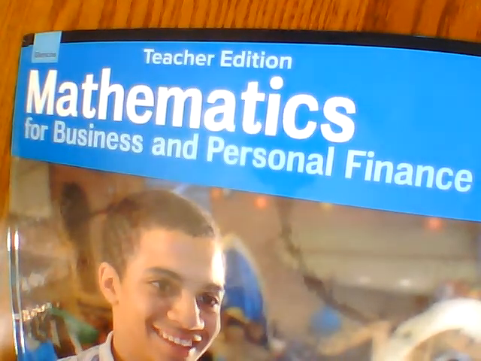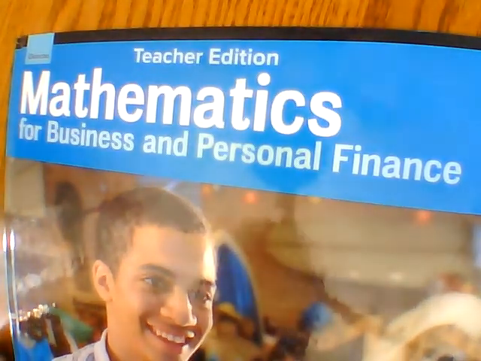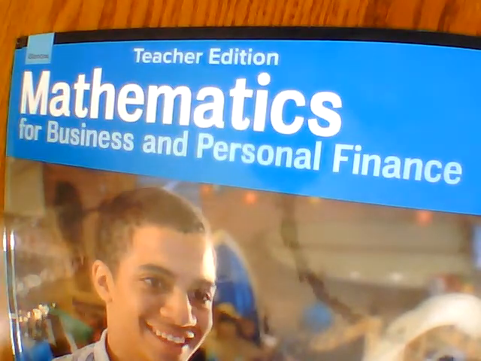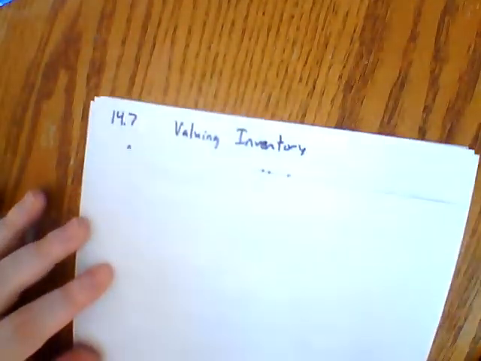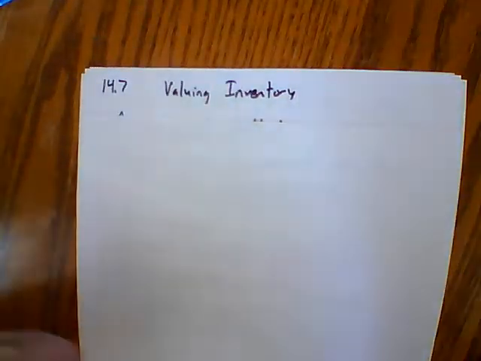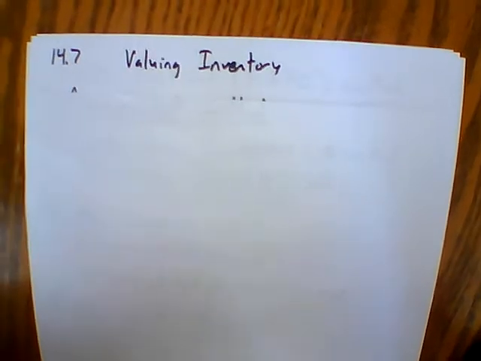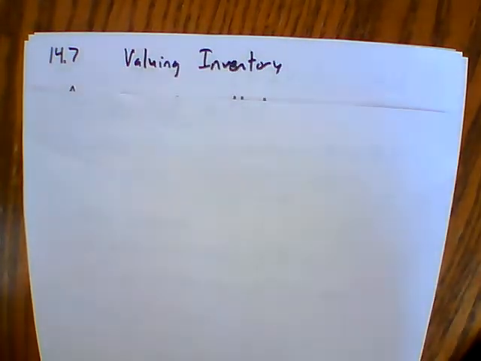We're looking at Consumer Mathematics, section 14.7, valuing inventory. Okay, so if we open our books, we're on page 536 in this section. Once again, valuing inventory. So I'll bring my paper in here. 14.7, valuing inventory. So now we're going to be talking about the price of inventory.